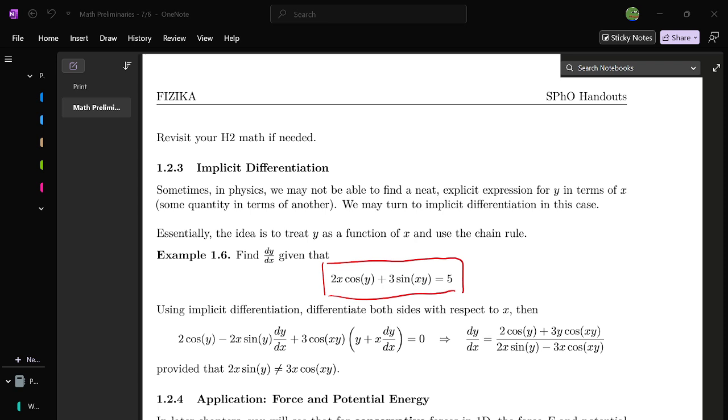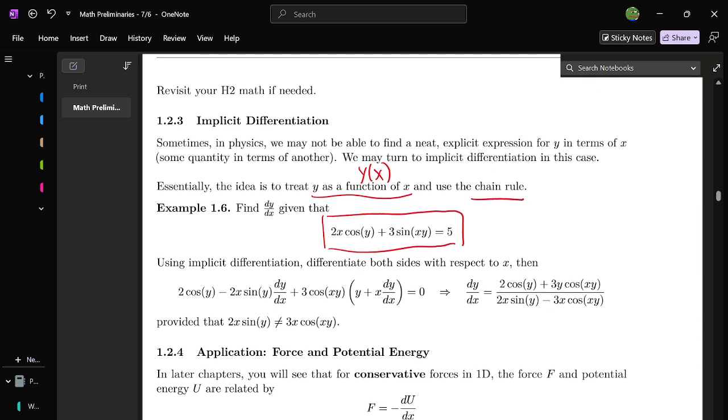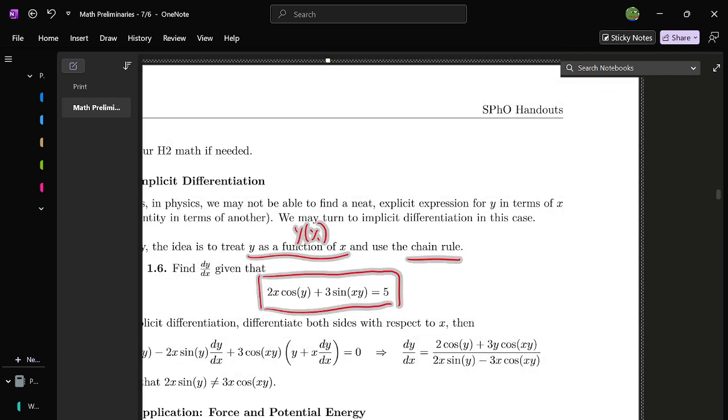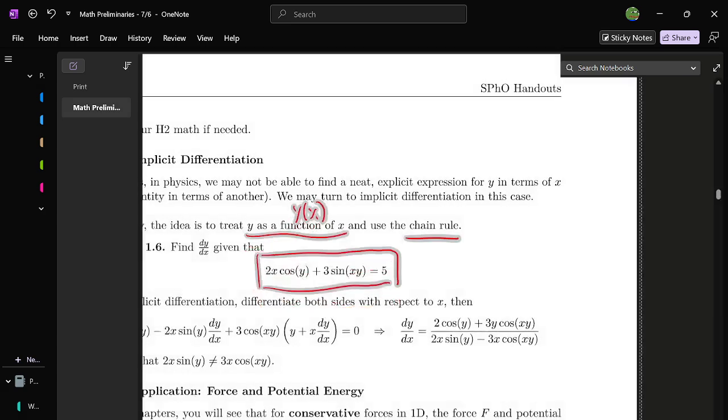But if you still want to find out what dy/dx is, fret not because implicit differentiation exists. The key of this is you treat y as a function of x, then you use the chain rule. So you can see here that the first step is we differentiate both sides with respect to x.